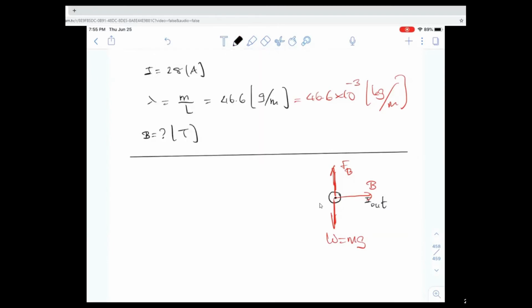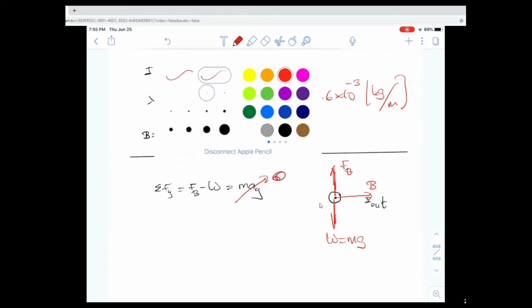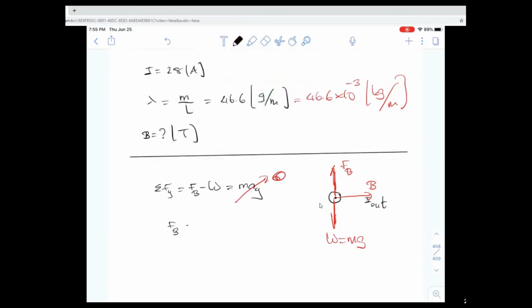The net force in the y direction has to be 0. This is up, this is down. This is positive, this is negative in the y direction. The magnetic force is in the opposite direction, and the weight is in the down direction. The net force has to be 0 because it's not going to go up or down. There's not going to be any motion. We want this wire to be 100% suspended up in the air. So this needs to be 0, and it'll become 0 when the magnetic force equals the weight.